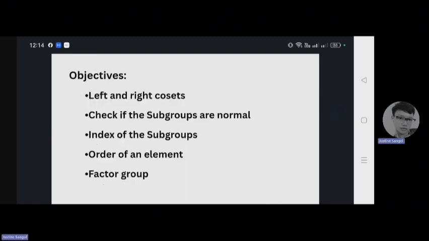And for the objectives, we will check the left and right cosets, check if the subgroups are normal, and find the index of the subgroups, the order of an element, and the factor group. So without further ado, let's get started.